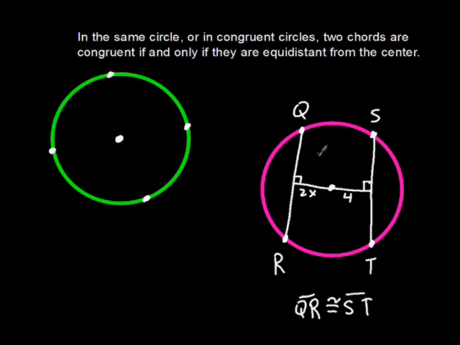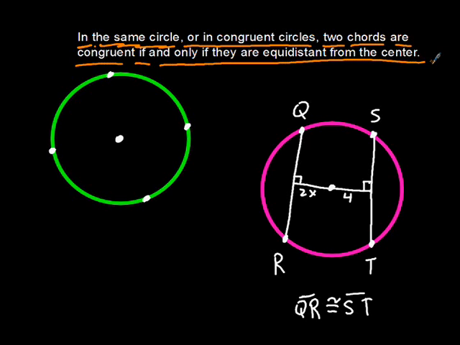Okay, let's check out this theorem. In the same circle or in congruent circles, two chords are congruent if and only if they are equidistant from the center. What does that really mean? Well, if this chord and this chord are congruent, then the distance from the center to a point perpendicular on each chord will also be congruent. That's all it's saying.